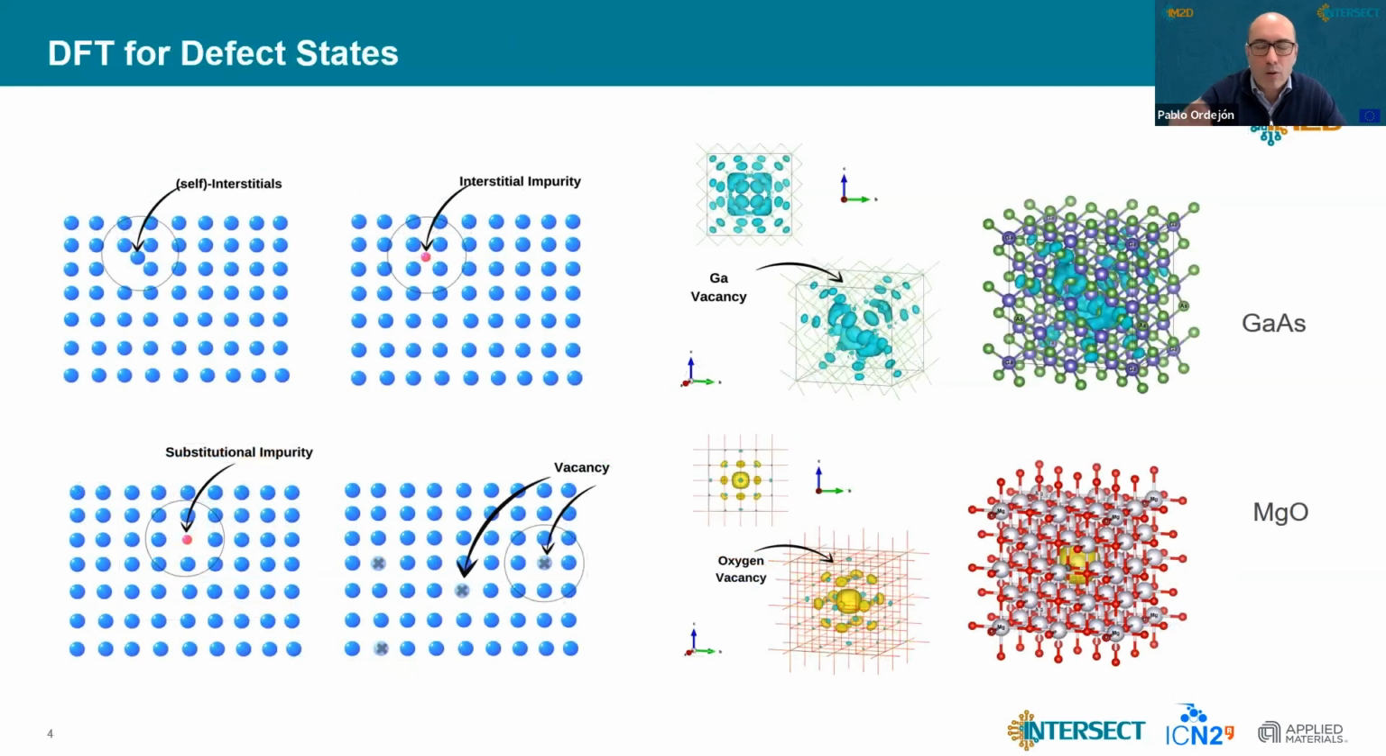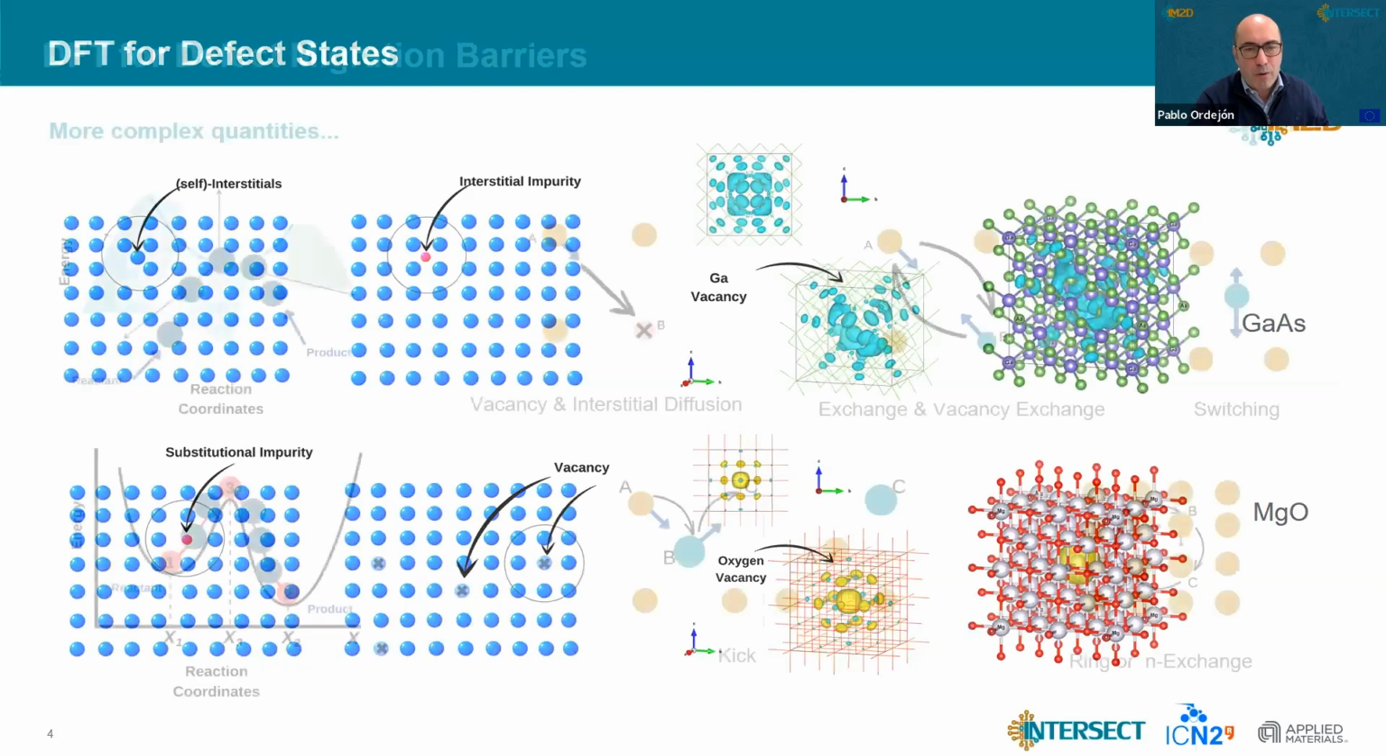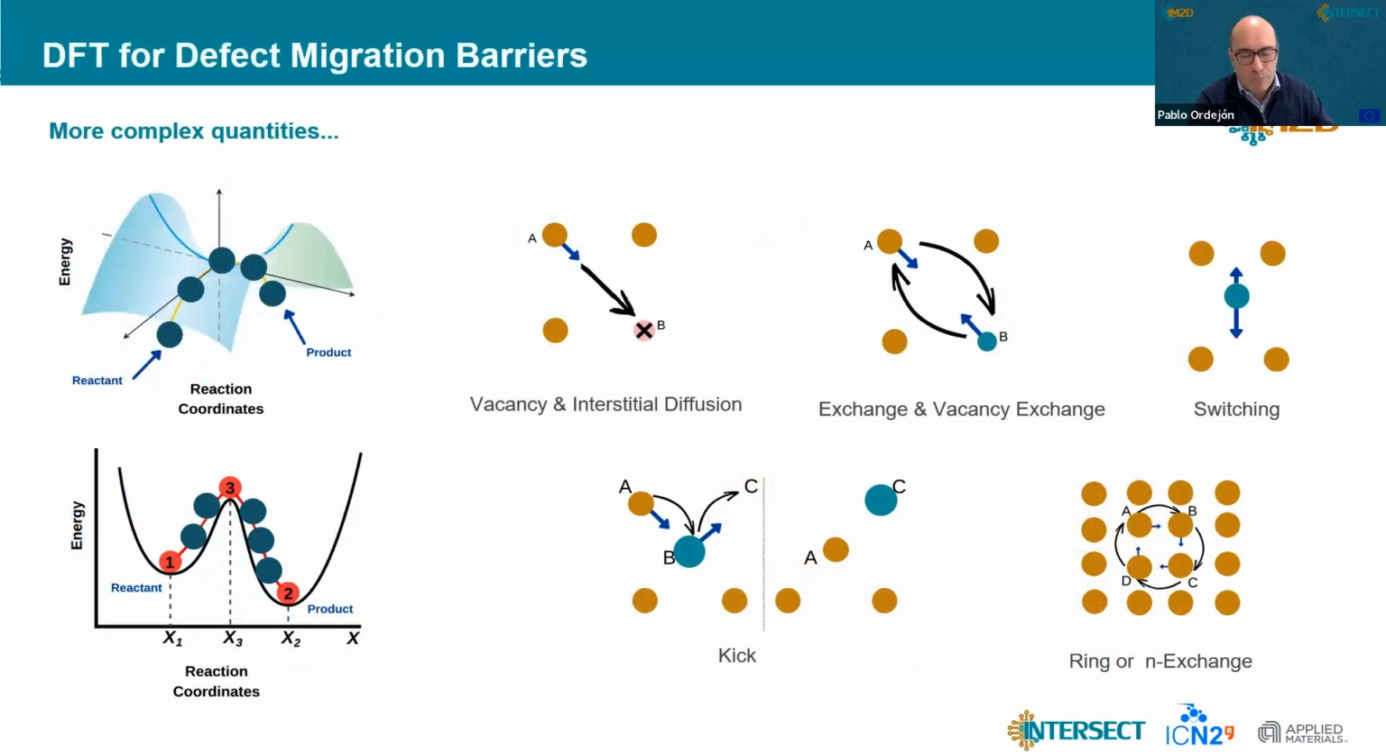You have a catalog of possible defects, and you don't have to understand all these defects by yourself, and the code will do it for you. You have workflows which compute all these properties, like the defect structure or energies, but also much more complicated and difficult to calculate properties, which are, for instance, the defect migration barriers.